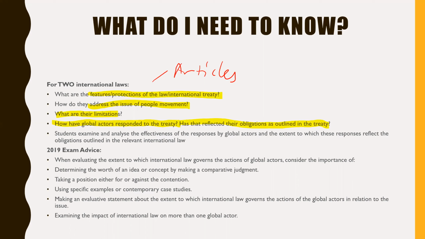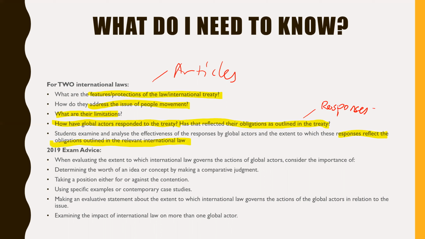And this is probably more something we'll talk about in the next video about responses, so we will get to that. And then also below here, it says to examine and analyse the effectiveness of responses by global actors and the extent to which their responses reflect the obligations outlined in international law. So we do need to make sure that we are linking responses back to international law.